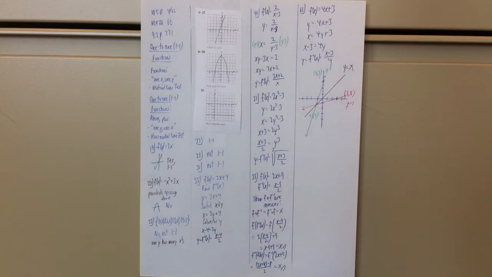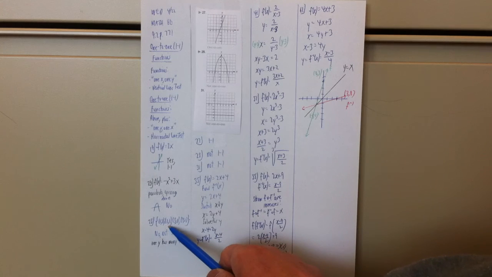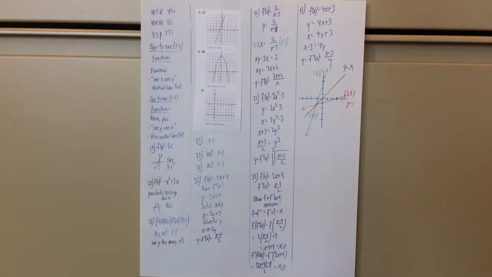Incidentally, this is still considered a function because for any x that you pick in the domain, there's only going to be one y. So if I say x is 2, y can only be 1 and nothing else. If I say x is 3, y is 1 and nothing else. So that is a function but not a one-to-one function.